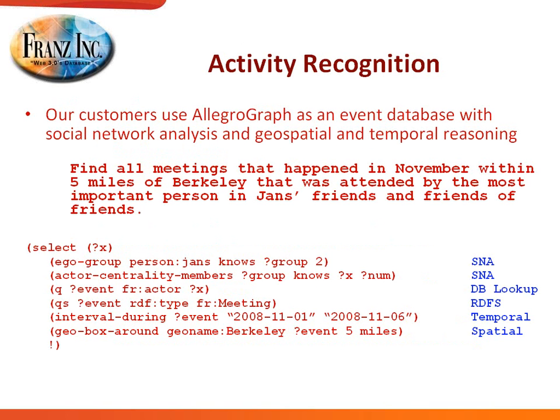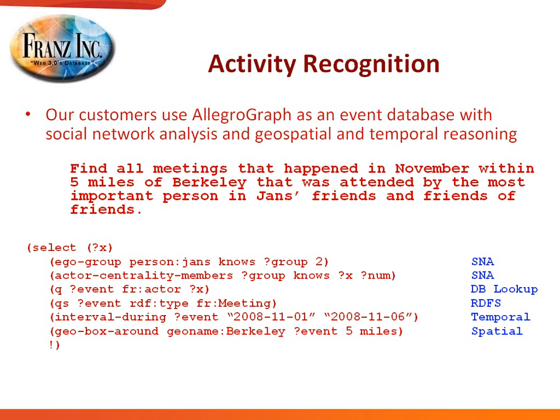And then one particular use case that people use AllegroGraph for: up till now I talked about a kind of generic triple store with some special features. But one of the things that people really use us for, and that's because our product is mostly used in the government, is they use AllegroGraph as an event database with social network analysis and geospatial and temporal reasoning. So with that database, you can do queries like, find all the meetings that happened in November within 5 miles of Berkeley that were attended by the most important person in Jans's friends and friends of friends. And below that, you see the query in our query language. Currently, this is Prolog. It won't take long, and then we'll also be able to provide the same query in SPARQL.